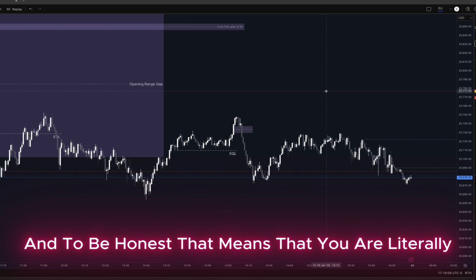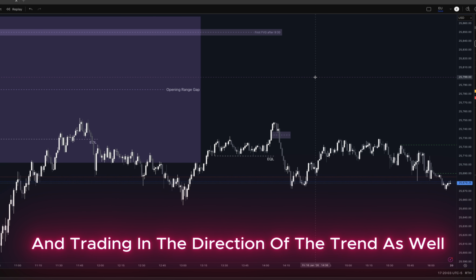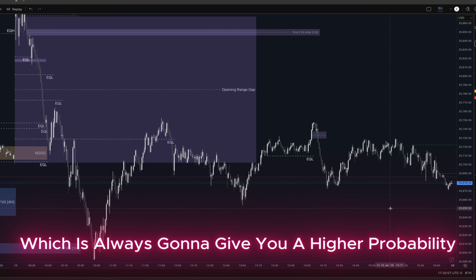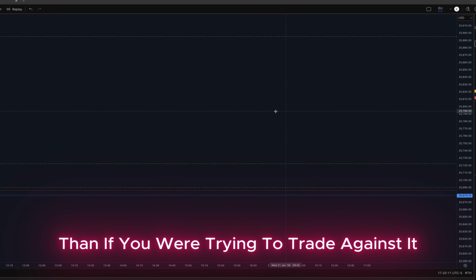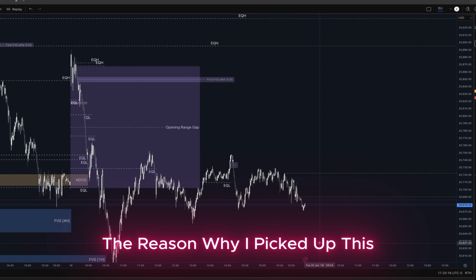So that's quite good for an afternoon session. And to be honest, that means you are literally trading with the trend, in the direction of the trend, which is always going to give you a higher probability chance of the trades working out than if you were trying to trade against it.